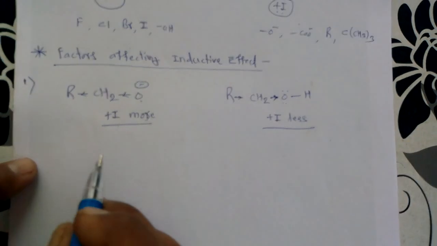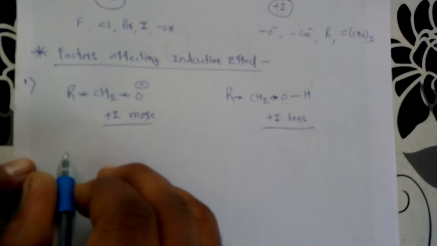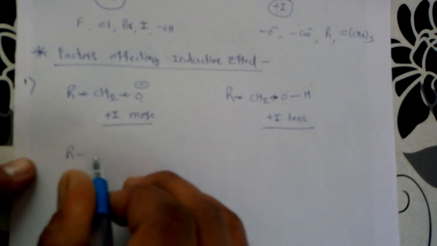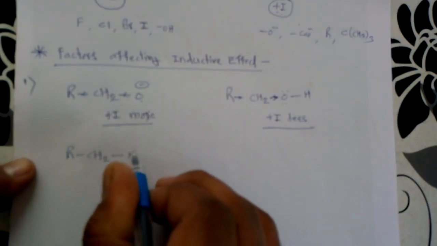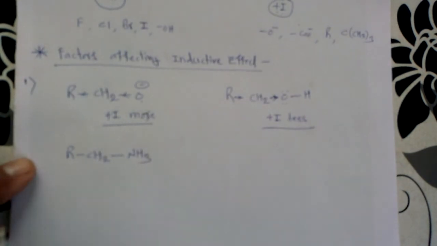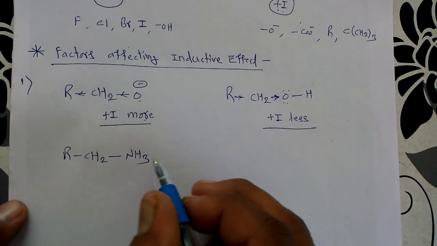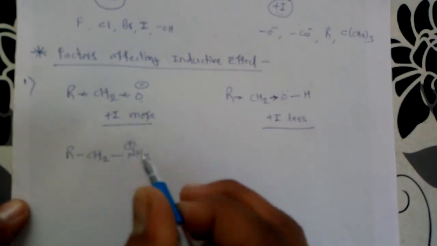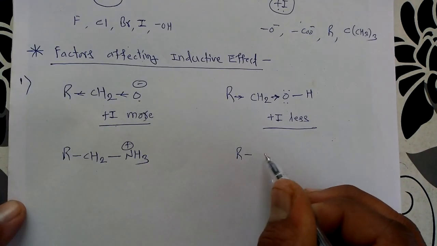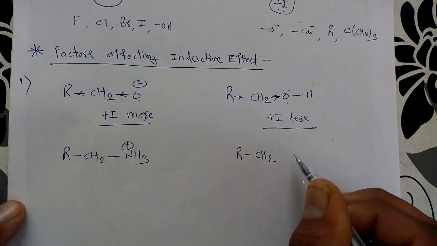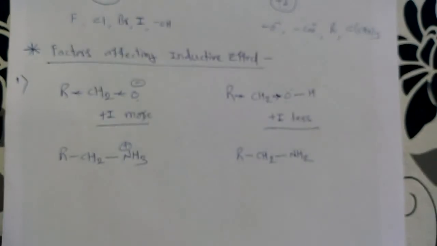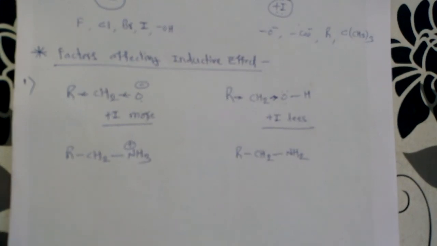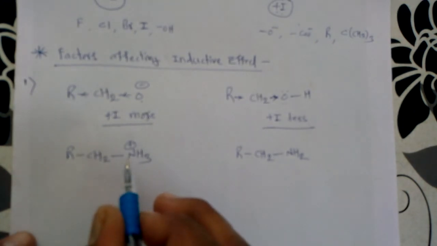Now if I consider the second types of molecules, suppose I take here R single bond CH2 single bond NH3 plus, and the second molecule is R single bond CH2 single bond NH2. Now what happens? These are the two compounds which have different types of functional groups. In the first case, what happens?